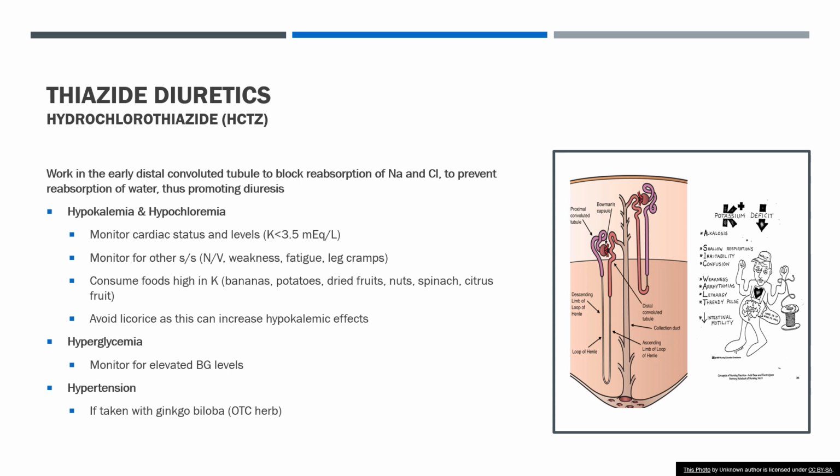Hyperglycemia again, but then you also have hypertension, so high blood pressure. This is especially so if a client is also taking ginkgo biloba. This is an over-the-counter herbal supplement. People who like to take that usually have cardiac issues, but with HCTZ, ginkgo biloba can lead to hypertension. So we need to be mindful of what other medications these clients are taking in order to tell them they need to stop taking this ginkgo.